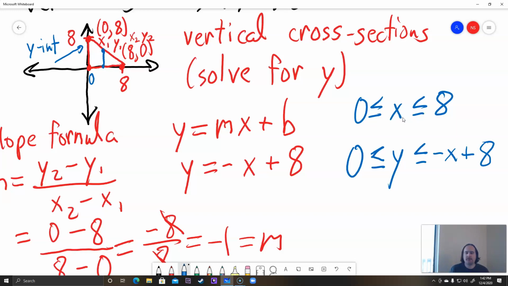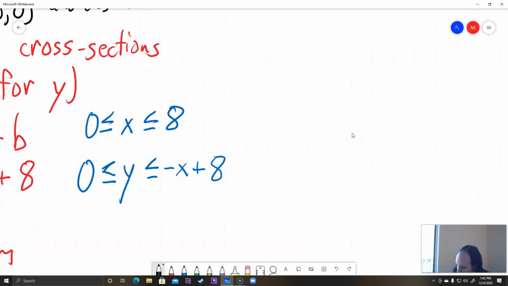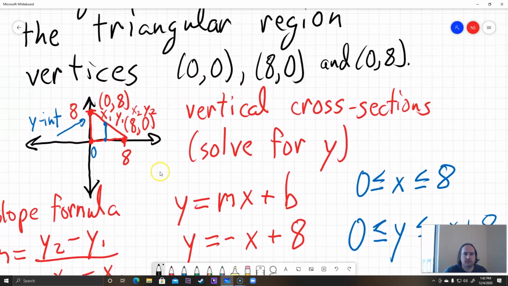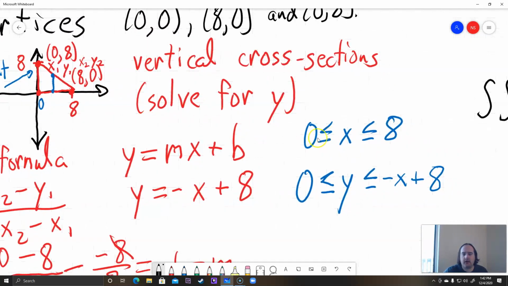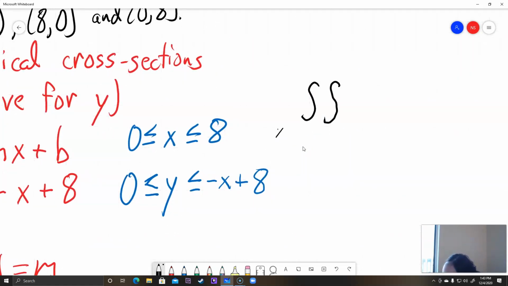Okay? And then we're set up for vertical cross sections now, so we just need to write down our double integral. And remember, with vertical cross sections, your inner integral has to be dy. So our double integral here is going to be the double integral. So the outer integral is going to be in terms of x, so that's going to go from 0 to 8. So from x equals 0 to x equals 8.